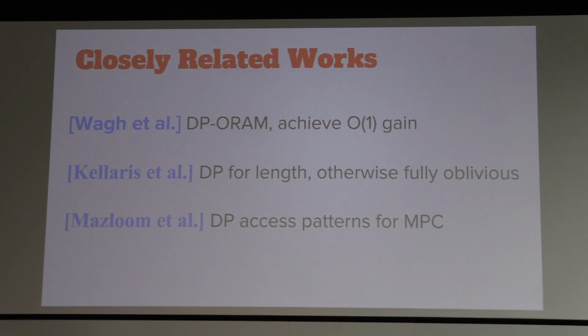There is a lot of interest in the community on differentially private access patterns. And there are a couple of works that inspired our paper. One is by Wagh et al. They look at differential privacy for ORAM. Their notion is kind of incomparable, and they only achieve constant gain. And our paper is also inspired by Chan et al. They care about differential privacy for access patterns. But in comparison, they want differential privacy for the length, but otherwise they want full obliviousness. So the definition is also of a different nature. And you are going to hear Saha's talk tomorrow.